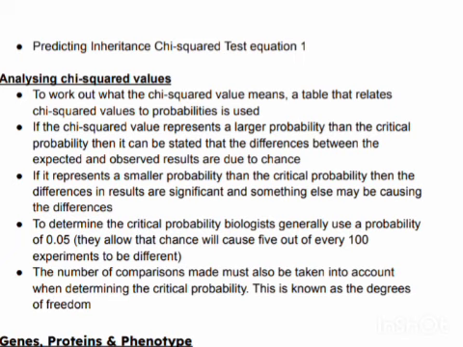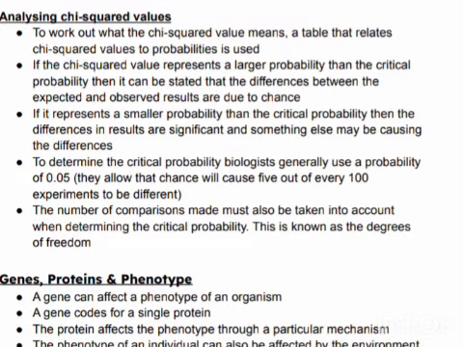Now, to determine the critical probability, you basically use a probability of 0.05, right? The first thing you need to remember is the different phenotypes that you're examining. For example, if I am talking about 4 phenotypes, let's say hair color, eye color, height, and nose shape, right? Now, I have 4 classes of phenotypes here.